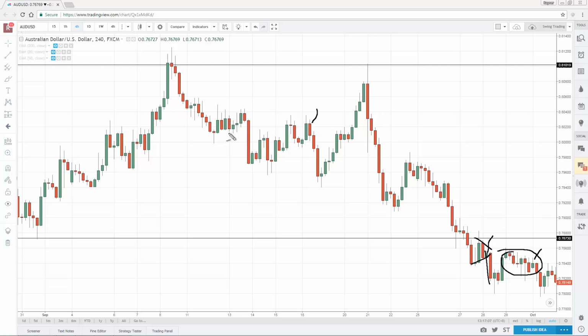Okay, let's see. No. How about this one? This is a harami. You can see that this candle is being covered by this previous candle, and this one as well.